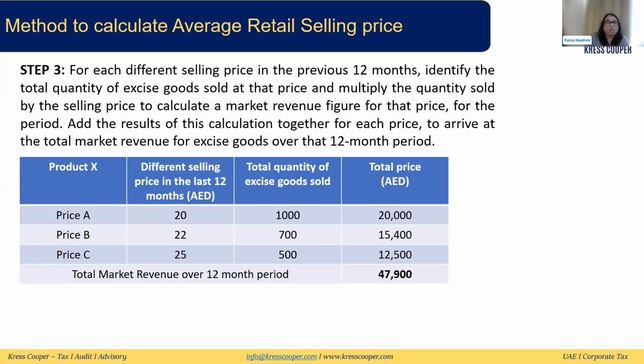Now we need to multiply the price by the quantity for each, and then add them to arrive at the total market revenue over the 12-month period. So in our example, the total market revenue over the 12-month period is 47,900.